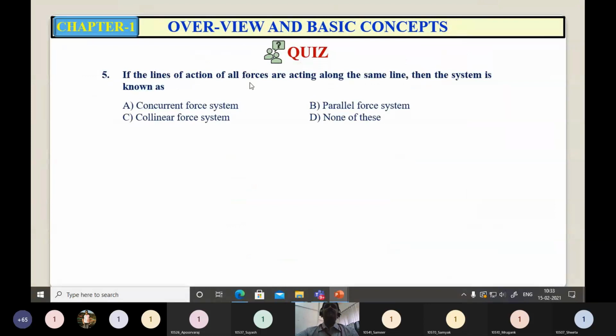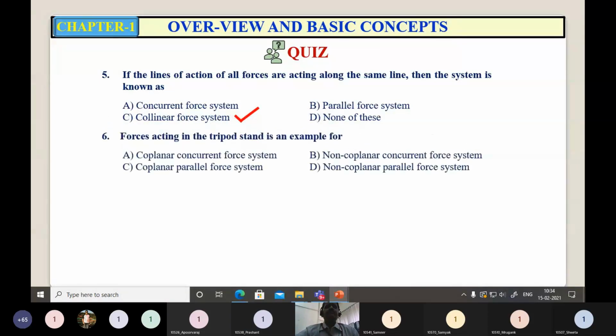If the lines of action of all forces are acting along the same line, then the system is known as a collinear force system. Very good. So the lines of action of all forces are acting along the same line. It is a collinear force system.